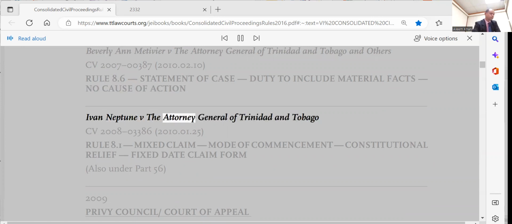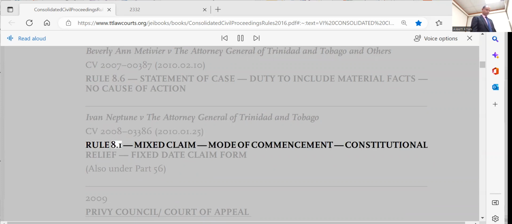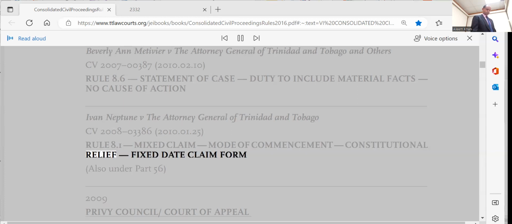Ivan Neptune v. the Attorney General of Trinidad and Tobago, CV 2008-03386, January 25, 2010, Rule 8.1, Mixed Claim, Mode of Commencement, Constitutional Relief, Fixed Date Claim Form, also under Part 56.